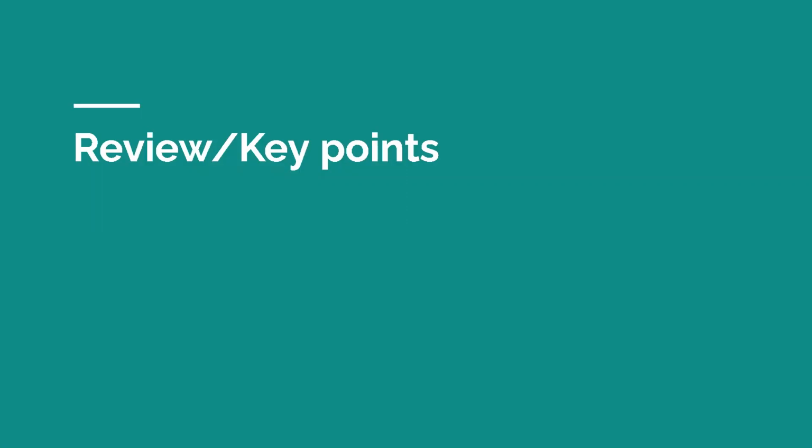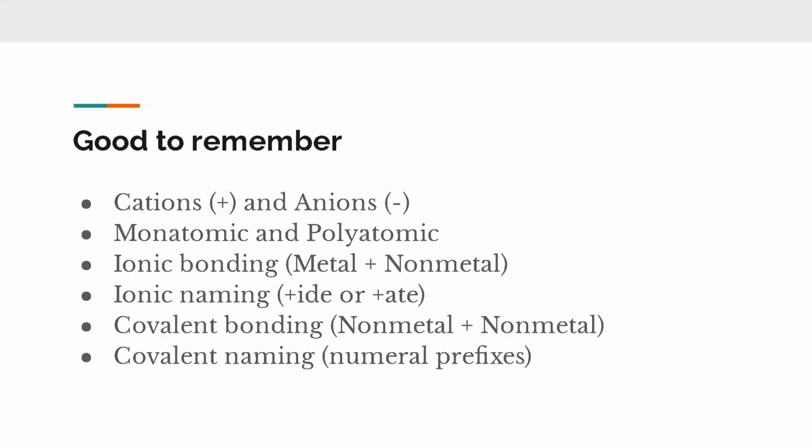So because today was a pretty big lesson, here's some review or key points. So some good things to remember are cations and anions. Cations are positive, anions are negative. You have to know monatomic and polyatomic. Again, monatomic means 1, polyatomic means more than 1. Ionic bonding is between a metal and a nonmetal. Ionic naming, you only add "-ide" or "-ate". For covalent bonding, it's between 2 nonmetals, and covalent naming is you'd have the numeral prefixes and then add "-ide".